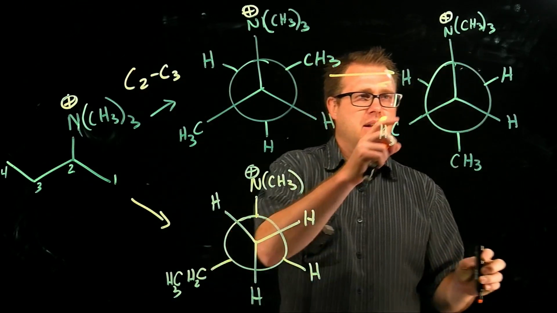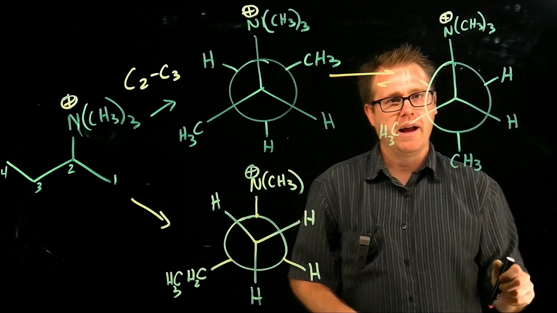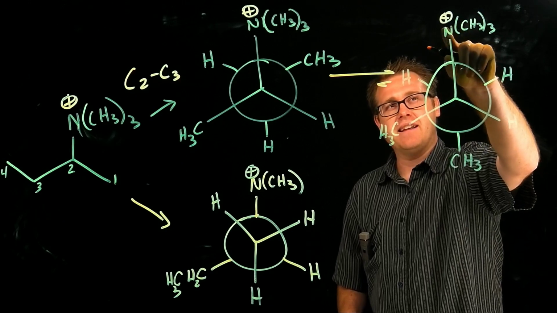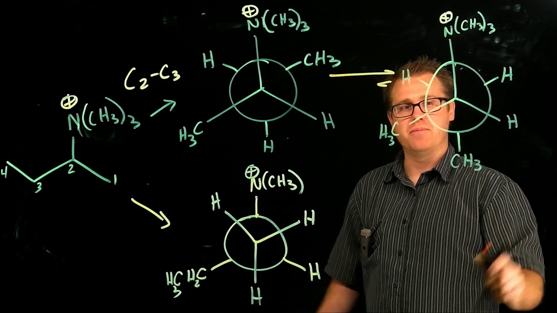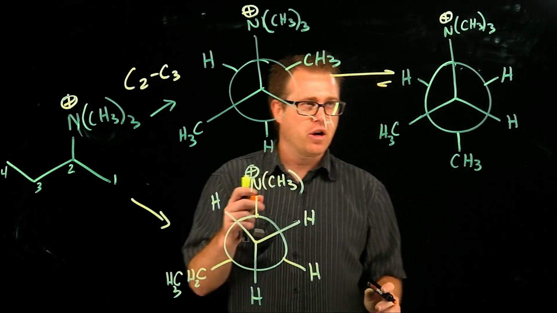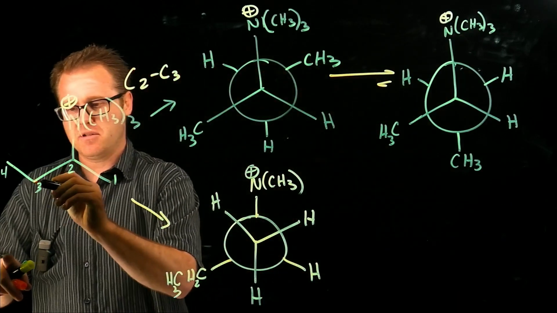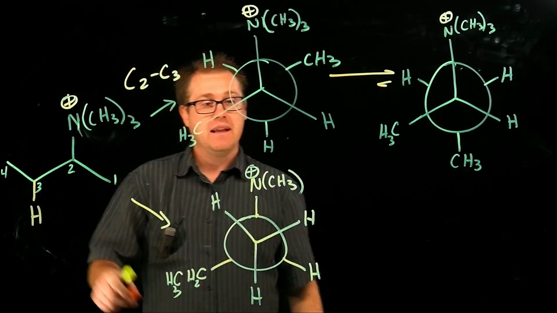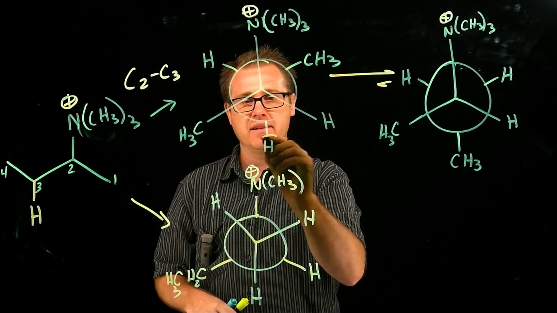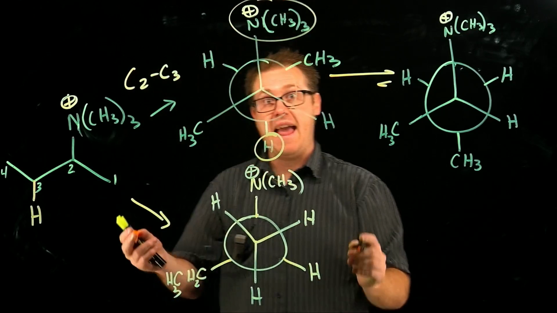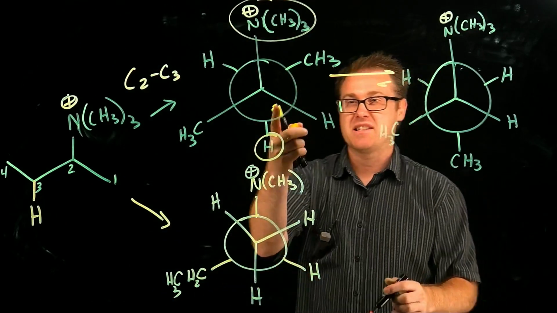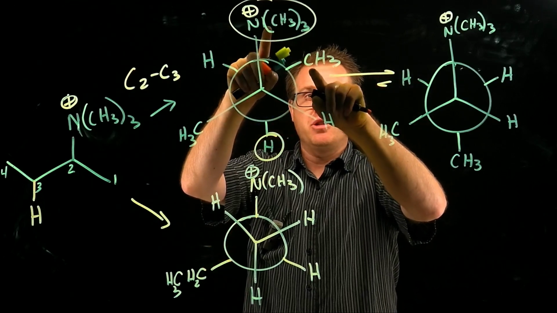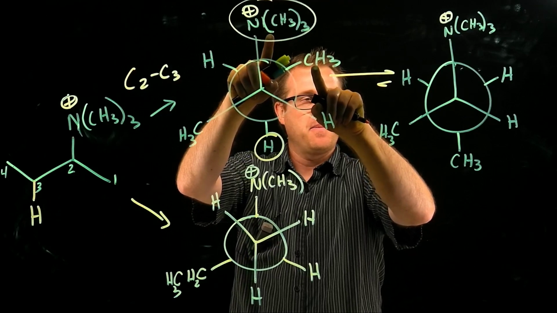Now, this one's going to be the more stable Newman projection. Why? Because now we have this methyl group right there anti from the amine. That's the most stable. But in order to do the elimination, this hydrogen right here on carbon 3 has to be anti-periplanar. And that's what we see in this conformation right here. This hydrogen and the leaving group are anti-periplanar. That's the requirement. But in that conformation, it is so unstable due to these big groups gauche to one another.